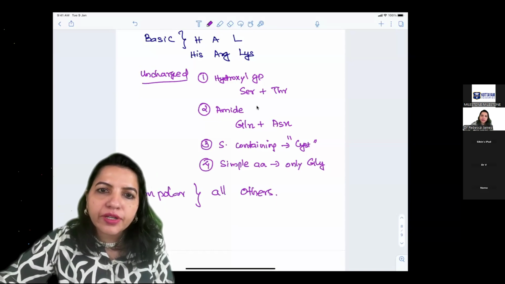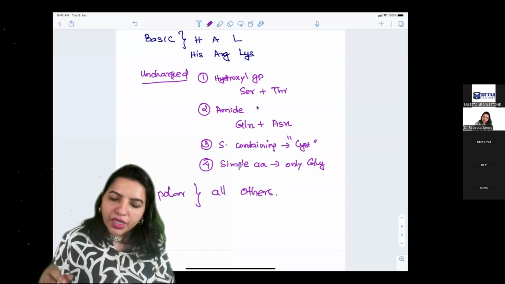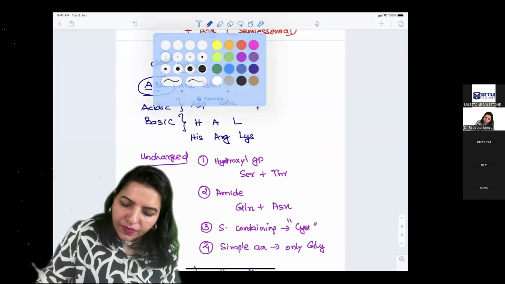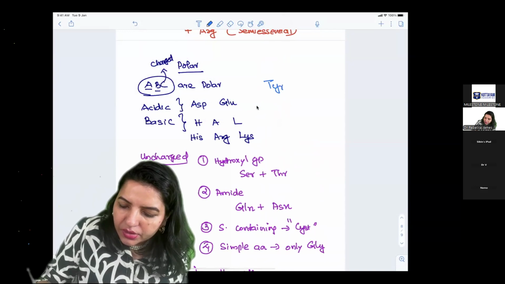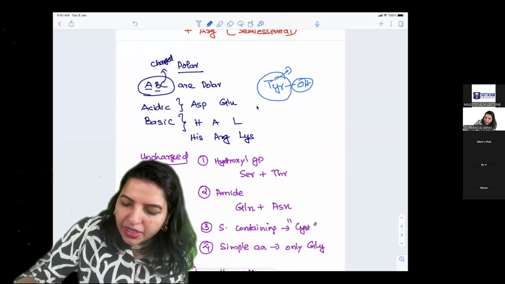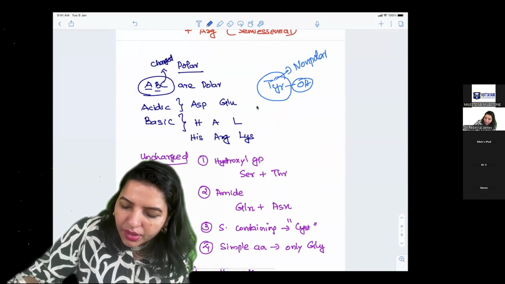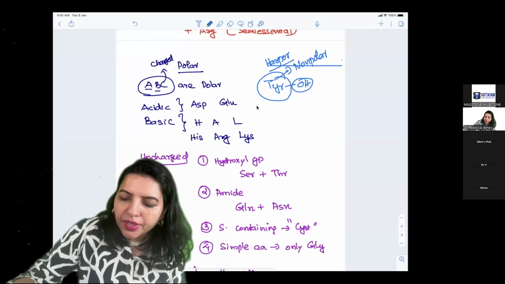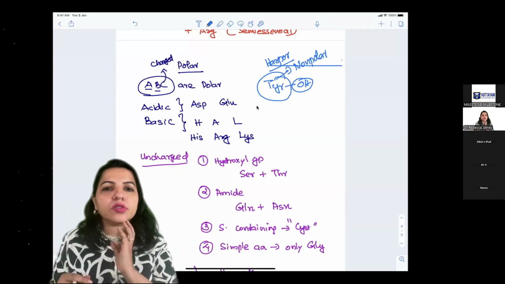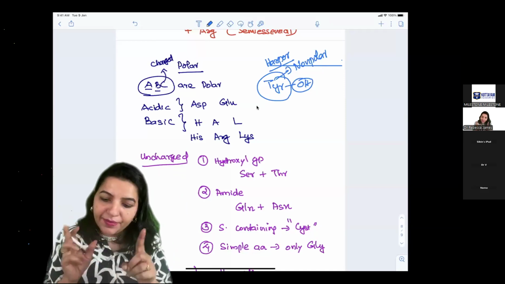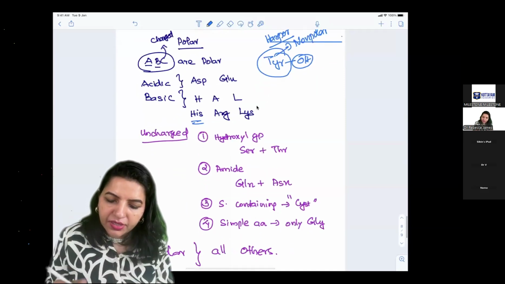Tyrosine. Okay, tyrosine I will tell you. Tyrosine has a hydroxyl group, but still it is covered under non-polar in Harper. According to Harper, it is classified as non-polar. So all aromatic amino acids are non-polar except one, that is histidine.